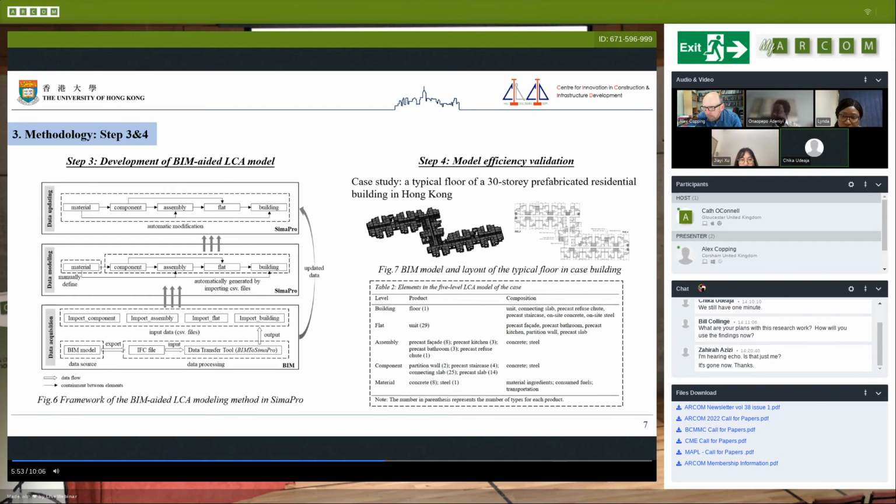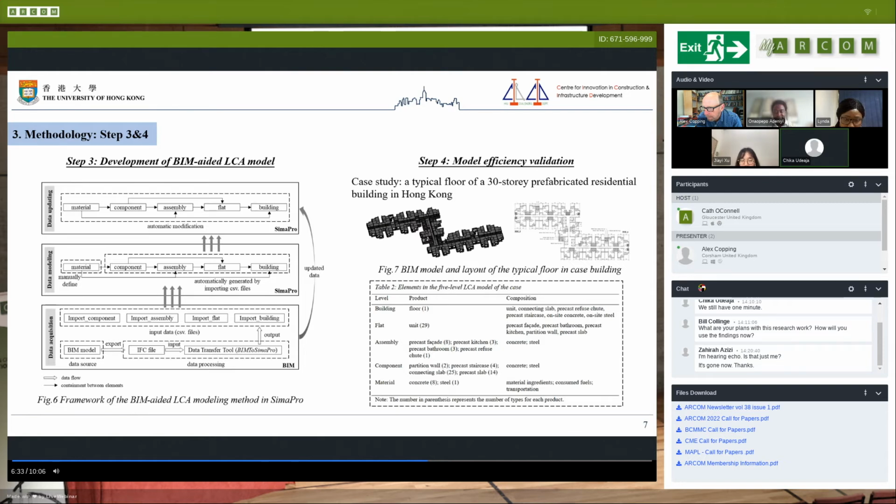With the output, step 3 is to develop the BIM-aided LCA model in SIMAPRO. The 5-level elements are defined as products in the LCA model. Figure 6 illustrates the overall framework of the BIM-aided LCA modeling process. Data acquisition is completed in steps 1 and 2. By importing the CSV files into SIMAPRO, the LCA model can be automatically established. And if the design BIM has been modified, data updating in the LCA model can also be automatically achieved by re-importing the updated CSV files and overriding the original data.